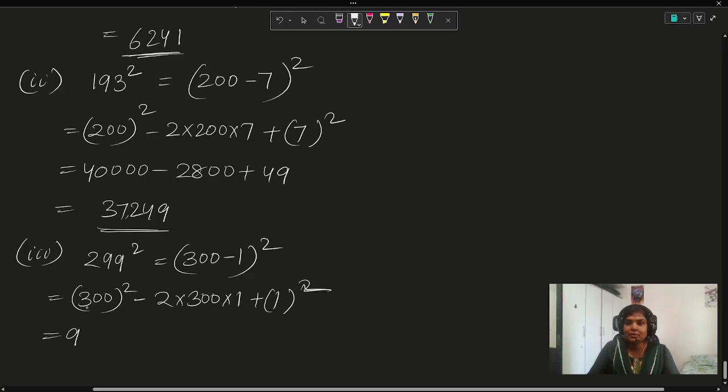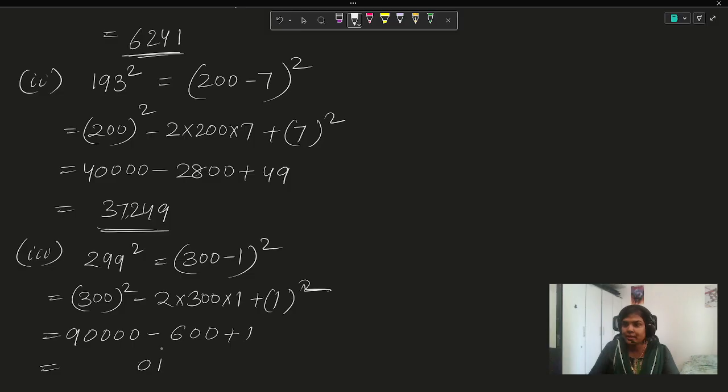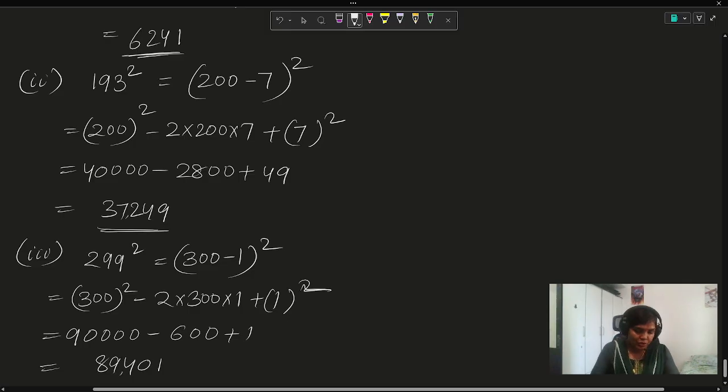Okay, this is the square. 3 3s are 9, the zeros will be double, minus 3 2s are 600 plus 1. So we will subtract, but at the end we have addition. 0 minus 0 is 0, then it is 10. 10 minus 6 is 4, 9 and 8. I got 89,401. Did you get the same answer for this question? Total you have three parts, right? So we have completed exercise 4.2.